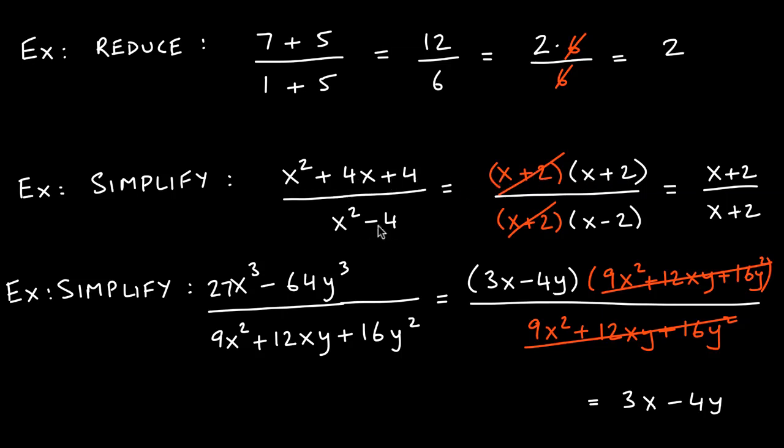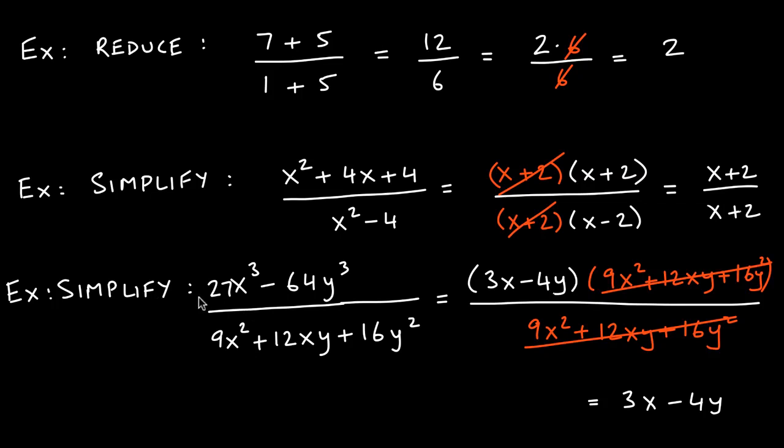The denominator is a difference of squares with no GCF, so it factors to x plus 2 times x minus 2. Because I have a product here and a product here, I can cancel a term on top with a term on the bottom. So x plus 2 on top cancels with the x plus 2 on the bottom, leaving behind x plus 2 on top, x minus 2 on the bottom. Oops, that's a typo. That should say minus. Please fix this as you're taking notes. This should not be a plus, this should be a minus.